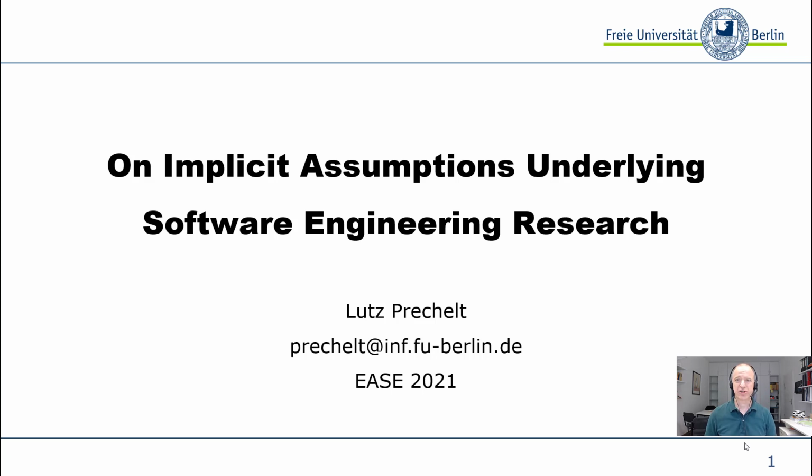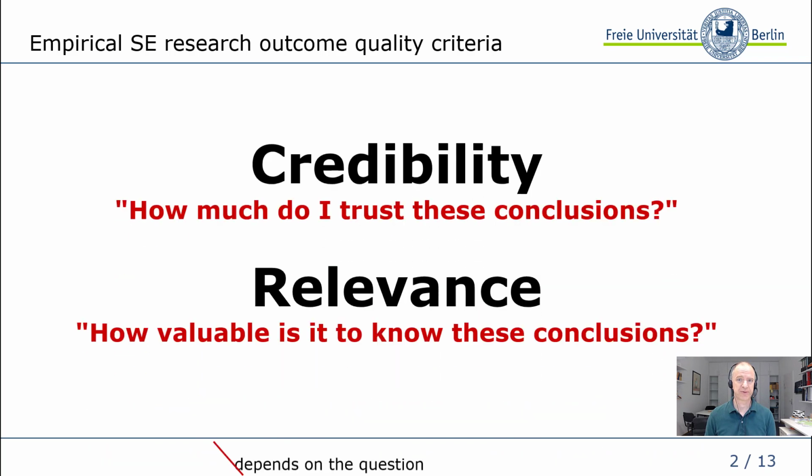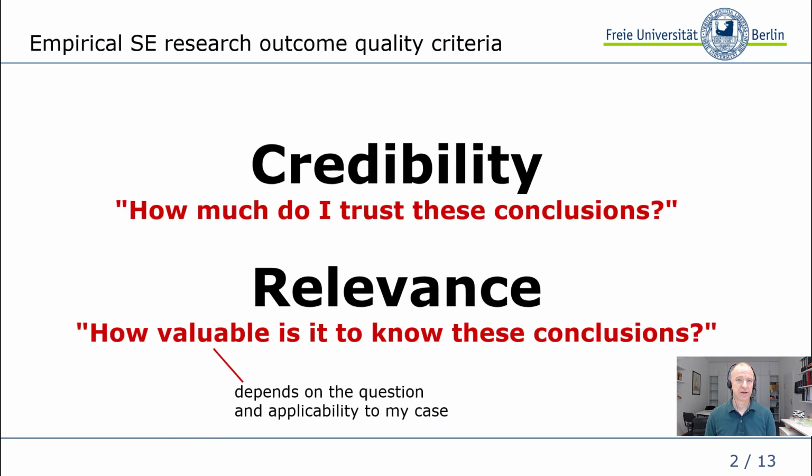On implicit assumptions underlying software engineering research. Let's talk about research quality. When we want to judge the outcome of a software engineering empirical study, we might use the following two criteria. The first is credibility. That says how much do we trust the conclusions as they are stated in an article. The second is relevance. It says how valuable we find it that we now have those conclusions if we believe them.